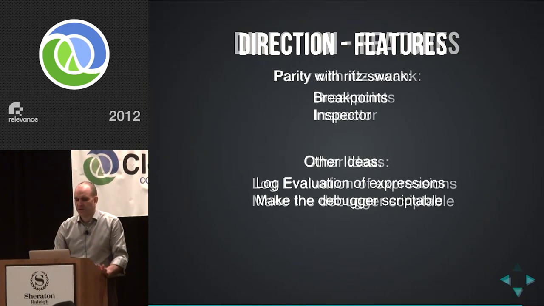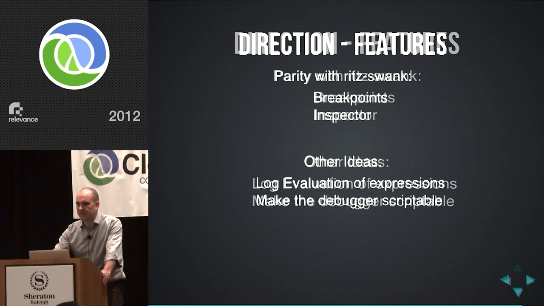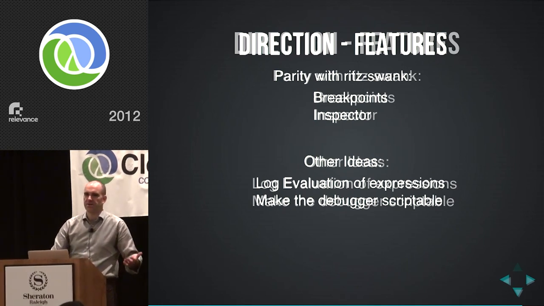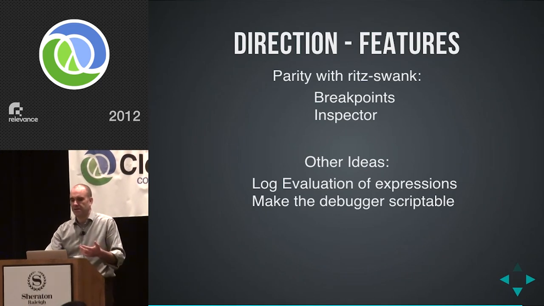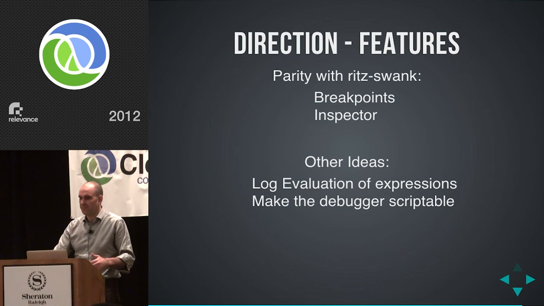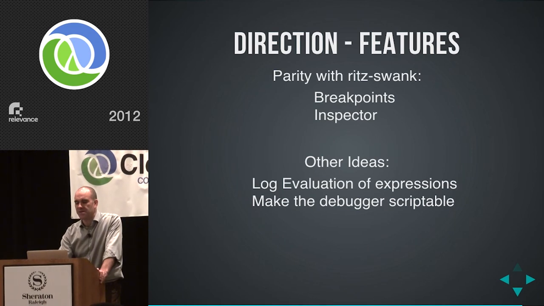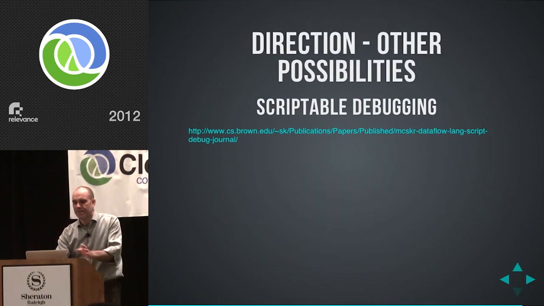Okay, so where are we going with Ritz-swank? Ritz nrepl, parity with Ritz-swank is the first thing, so adding breakpoints. Ritz-swank actually does breakpoints, so you can hit Control-C, Control-X B in a Java file or a Clojure file, and you get a breakpoint on that file, on that line. And that lets you then step through code. It's not in Ritz nrepl yet. And then there's some ideas around actually making the debugger scriptable. There's a nice paper you can see in the slides that uses data flow and makes the debugger completely scriptable.